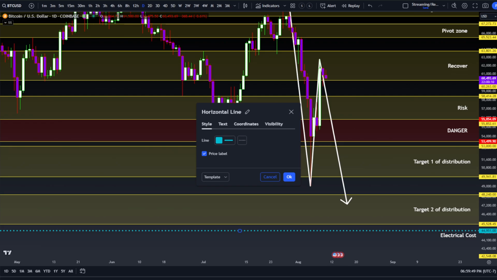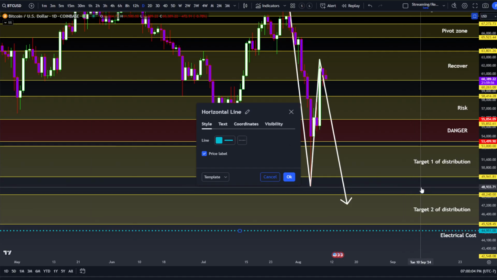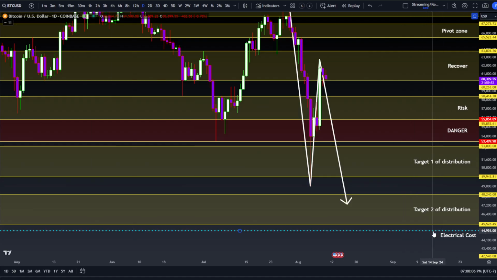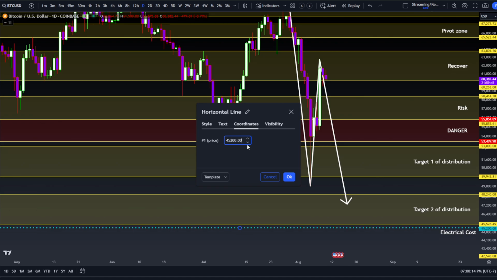I think I'm going to show you the electrical chart here because we do typically check on this. I'm going to warn you, I'm going to switch over to it. It is a white chart. All right. 45,239 is the electrical cost. So that is coming up. That's actually what you want to see. So we'll call this 45,200 on the coordinates here. That is what you want to see.